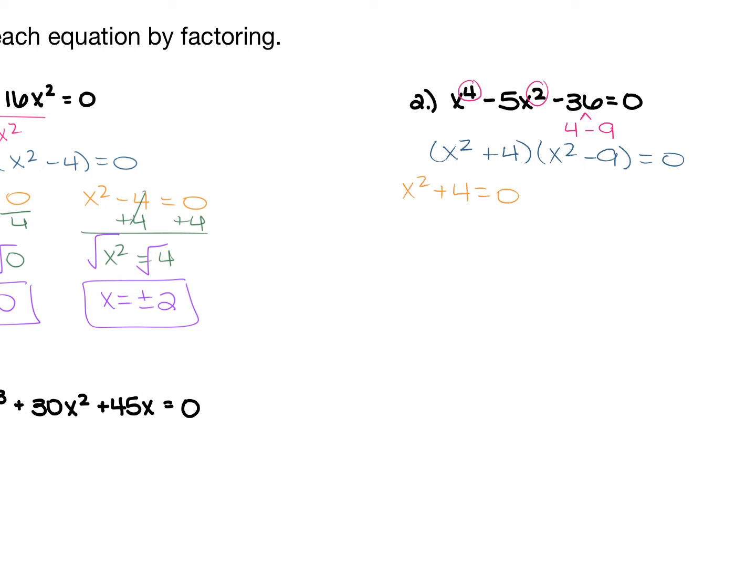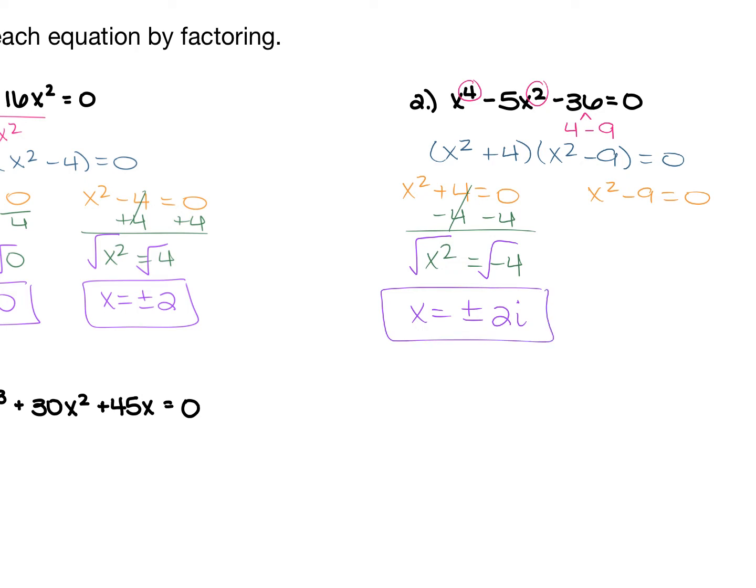So I'm going to have x squared plus 4 is equal to 0, and x squared minus 9 is equal to 0. We're going to move the 4 over by subtracting it from both sides. So that's x squared is equal to negative 4. Then we take the square root of both sides. So we have that x is equal to plus or minus 2i. Remember that i, because of the negative that's underneath that square root.